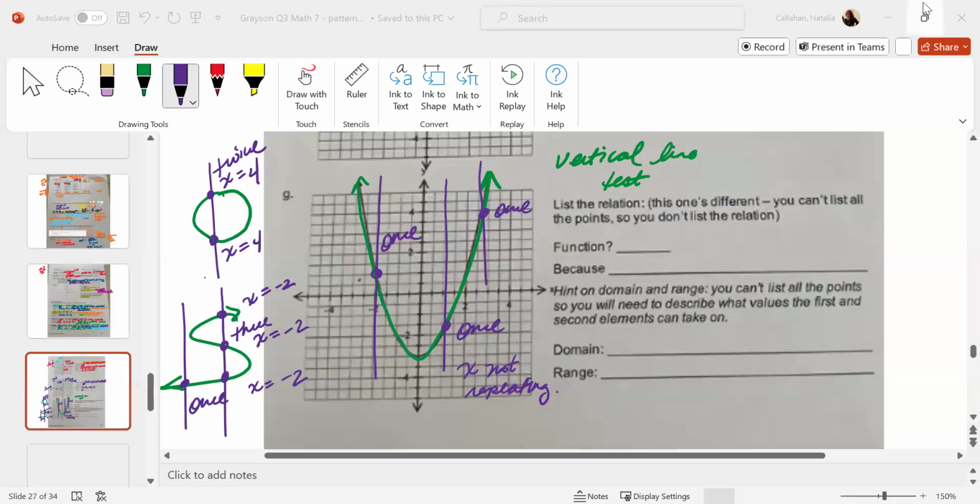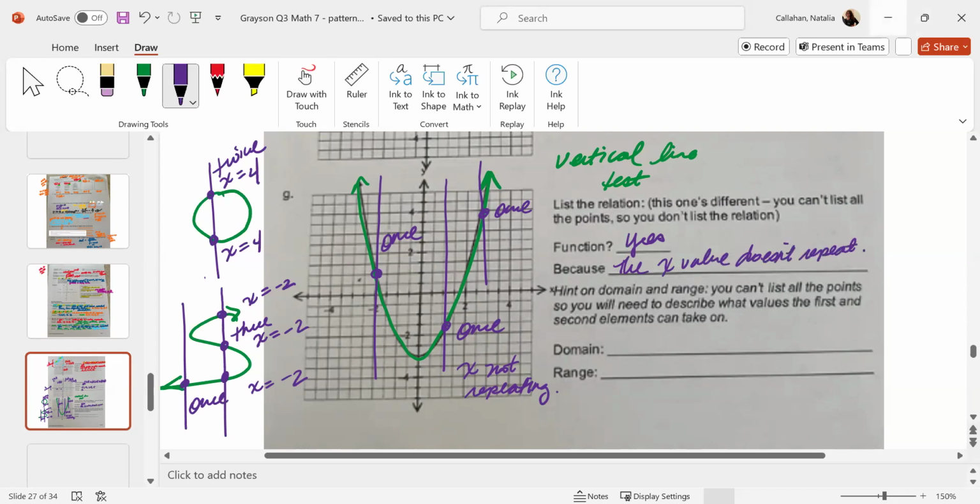Okay, so when we're doing the vertical line test, I'm going to draw a bunch of lines here. Each of the purple lines only touches the green graph once, right? It's not like the circle or the S where it touches it more than once, right? So is it a function? Yeah, because the X value doesn't repeat, right?